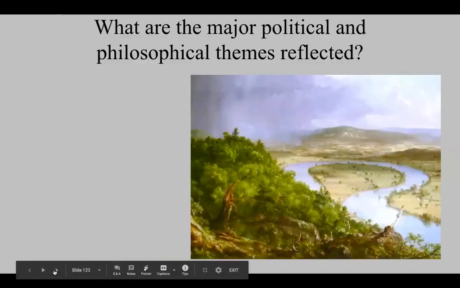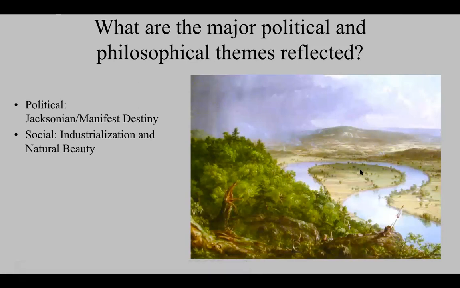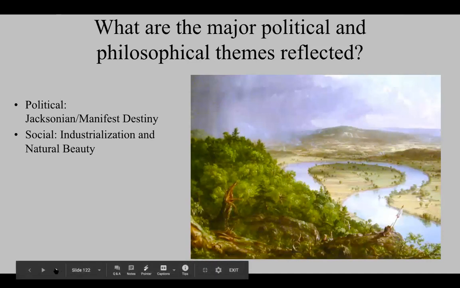There he is, right? And so what are some of the major political and philosophical themes reflected? Partially manifest destiny. So I was just talking about the left is kind of this idea of the Wild West and this idea of conquering the unknown, that we should expand our country, right? Kind of the balance of industrialization and natural beauty, right? Industrialization is more agricultural here, but we can see how we're transforming the landscape for crops.